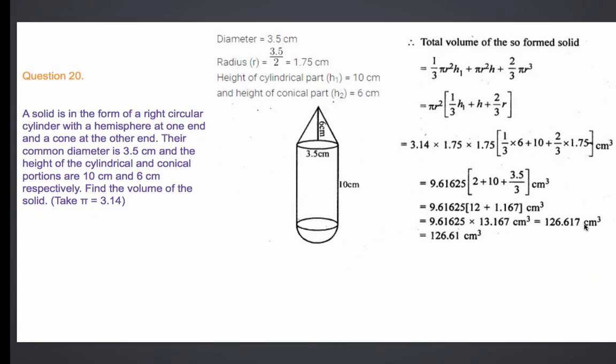126.617. Again we can write the answer up till 2 places, or we can leave it up till this also, because it's not mandatory, it's not written in the question how to give it. So you can give 126.617 centimeter cube also, you can give 126.61 centimeter cube also, because it's not asking us to round off, or you can write 126.62 centimeter cube.